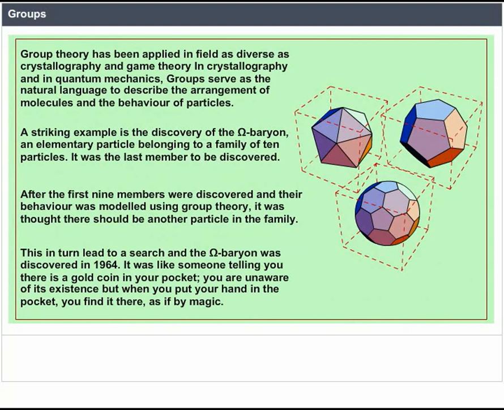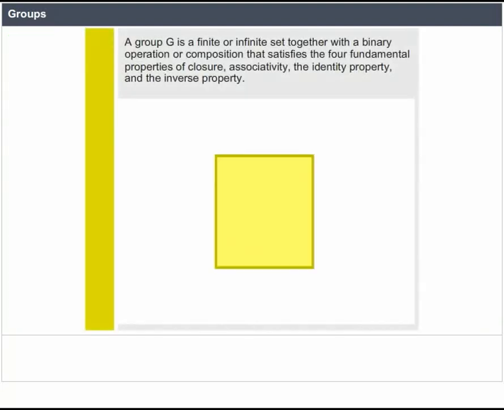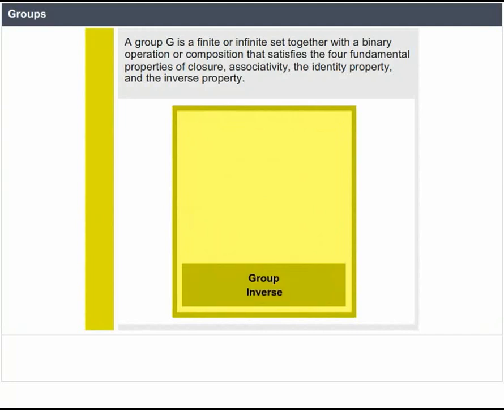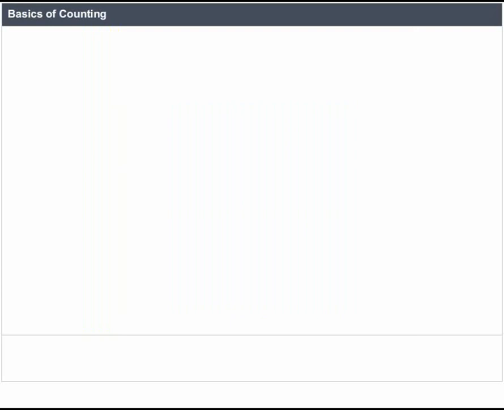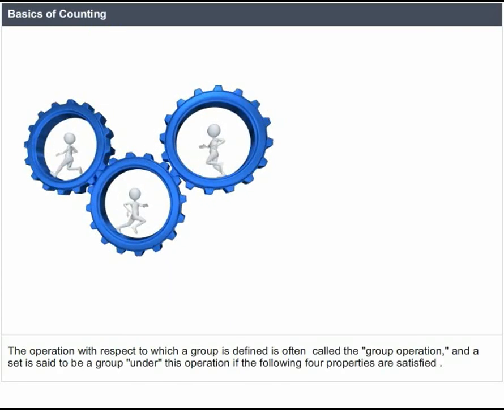Groups. A group G is a finite or infinite set together with a binary operation or composition that satisfies the 4 fundamental properties of closure, associativity, the identity property, and the inverse property. The operation with respect to which a group is defined is often called the group operation, and a set is said to be a group under this operation if the following 4 properties are satisfied.